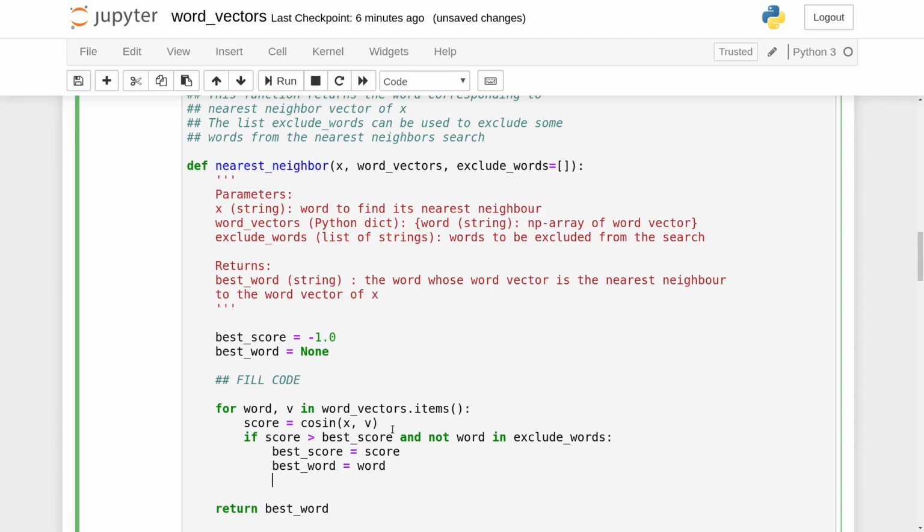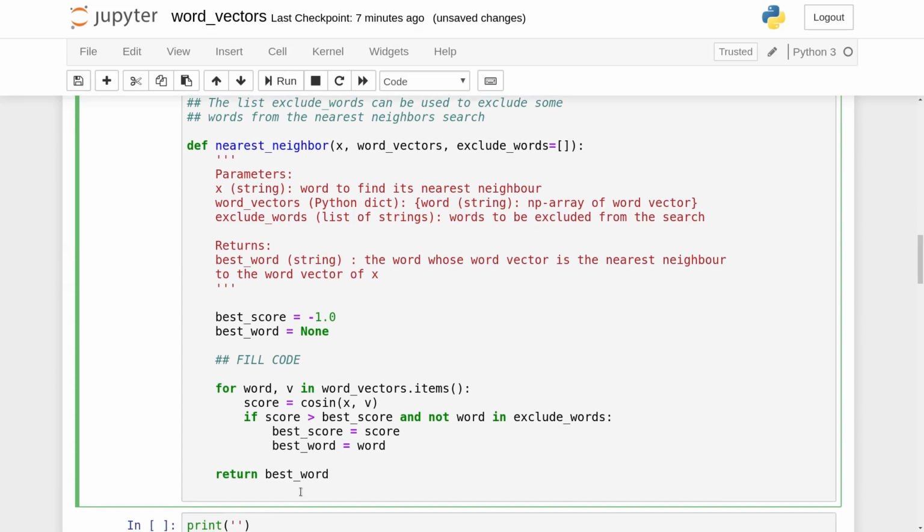So what we'll do here is check if the score is larger than the best score we had so far, and the word is not in the excluded words. Then the new best score is going to be the score that I just found, and the word is going to be the best word. So that's it. That's how I find the nearest neighbor, and let's check if the function works fine.